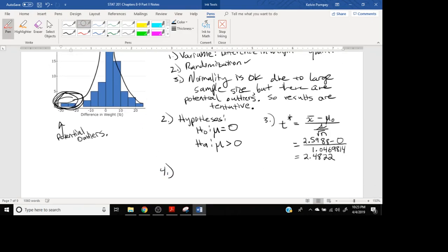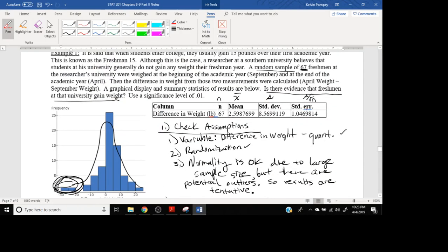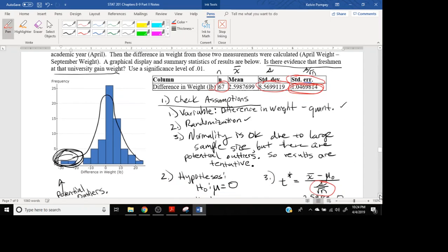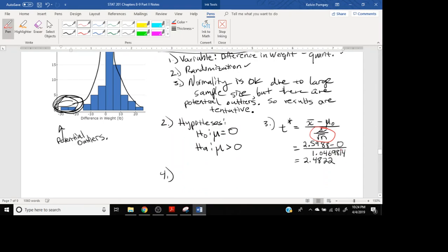Notice here also, if you were to write this as S divided by the square root of N, remember you have S here and you have N here, right? But since I have S and N and they give me the standard error, I know it's going to equal that value right there, all right? So I didn't do that calculation because it was given to me in the table, all right?